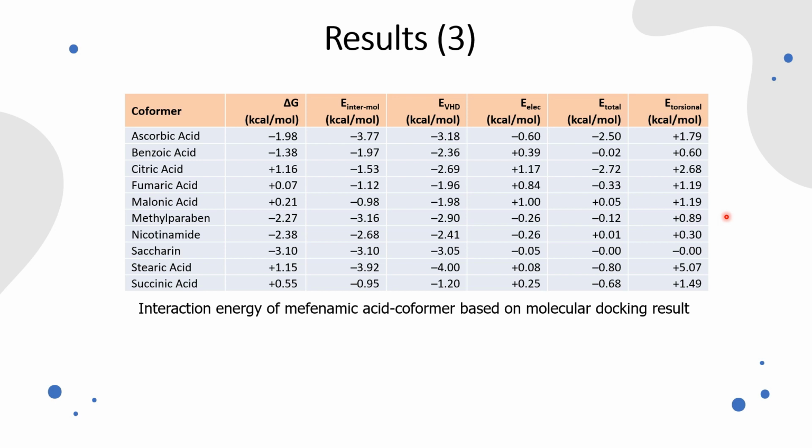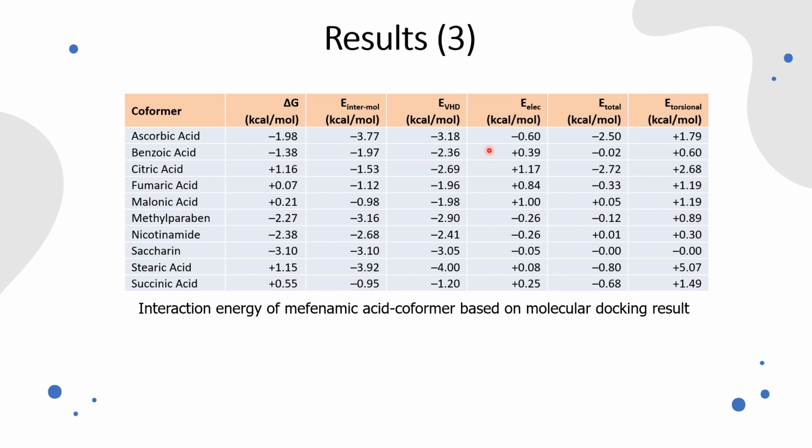And then the final result is the energies of involved interactions in mefenamic acid coformer systems. Delta G estimates the free energy of binding. E intermol represents the final intermolecular energy, and EVHD represents the energy of van der Waals interaction plus hydrogen bonding interactions plus desolvation. E elect is the electrostatic energy, E total is the final total internal energy, and E torsional is the torsional free energy of the systems.